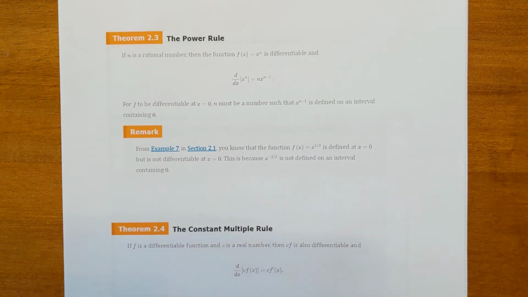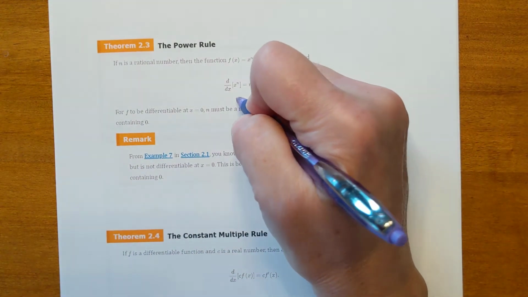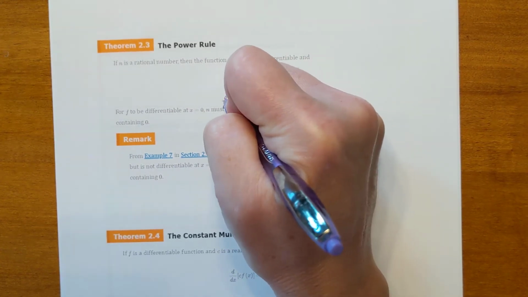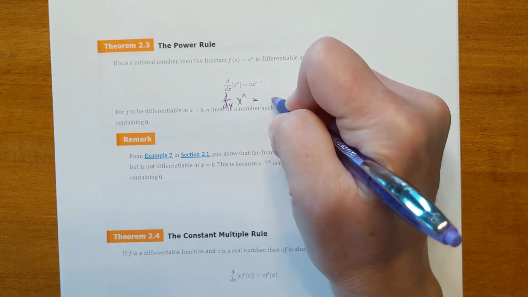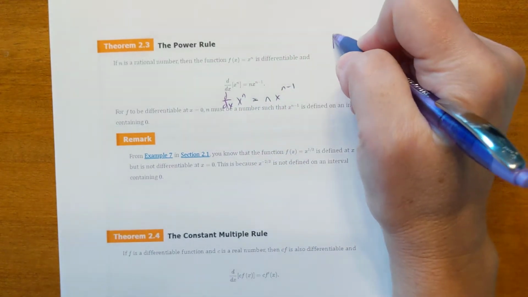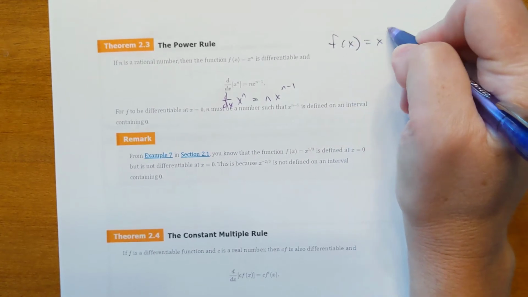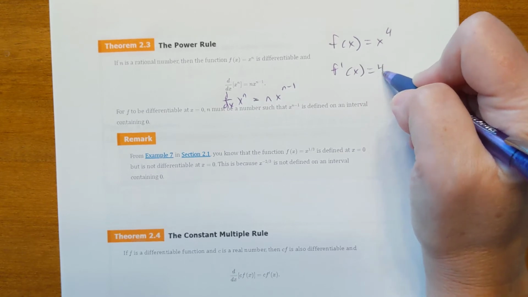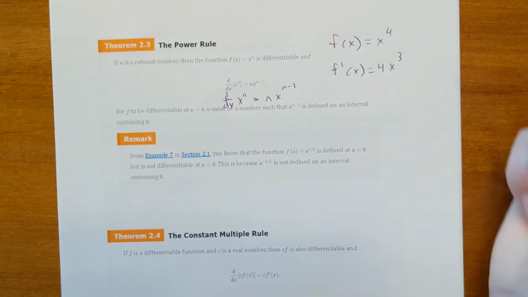And then on the next one, the power rule, it says x to the n. If you were to take the derivative of that, you pull the n in front, and then you take one less than the power. So for example, if f of x is equal to x to the 4th, f prime of x is equal to 4, and then one less than it, so 3, 4x to the 3rd.